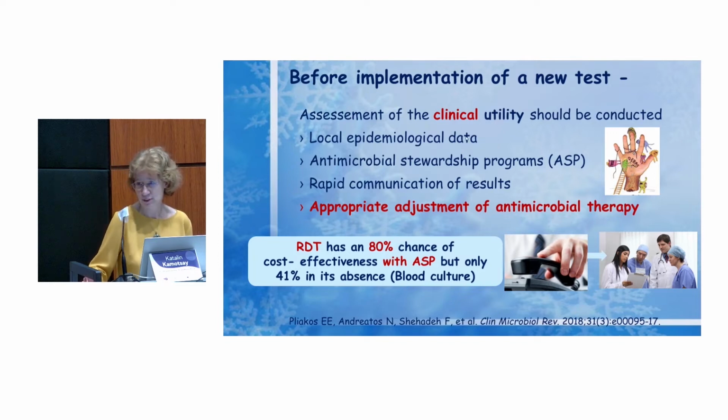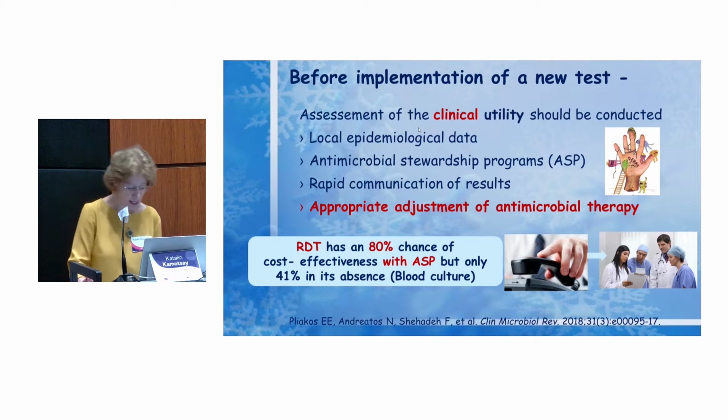For example, in my hospital, due to COVID, there is a very high number of VRE infections. Not always infections, but many times even blood culture positivity. But colonization has a very high level. We have to see if we have the antimicrobial stewardship program in our hospital. How can we rapidly communicate the result? And we have to have an appropriate adjustment of antimicrobial therapy.